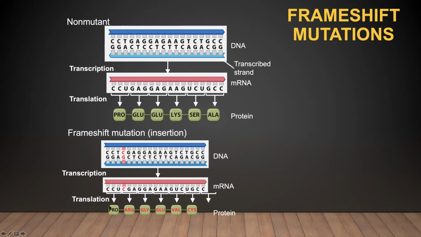So that first nucleotide came out the same. So the proline in this mutant is the same as the proline here in the non-mutant. But when we look at the second amino acid, now we see that they have all shifted, right? We don't have anything down here that matches what is up here. So this is going to give us a completely different protein than what was intended.